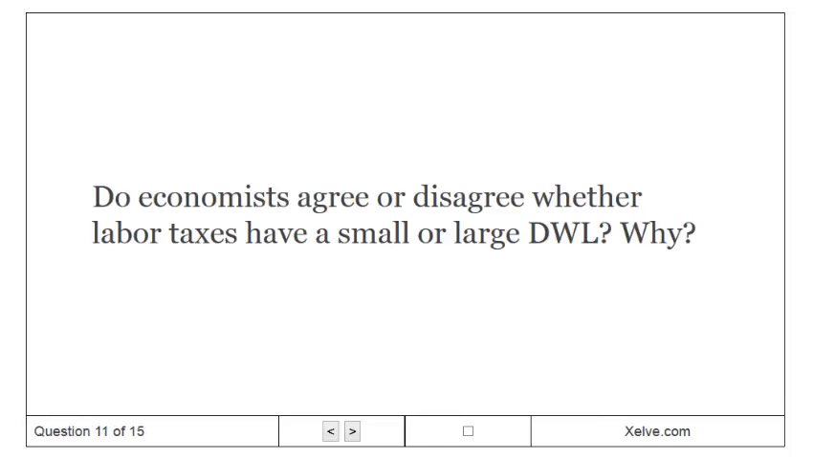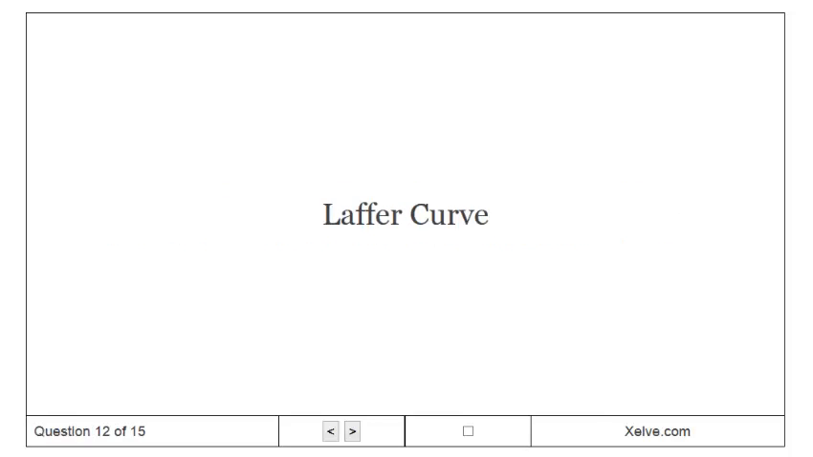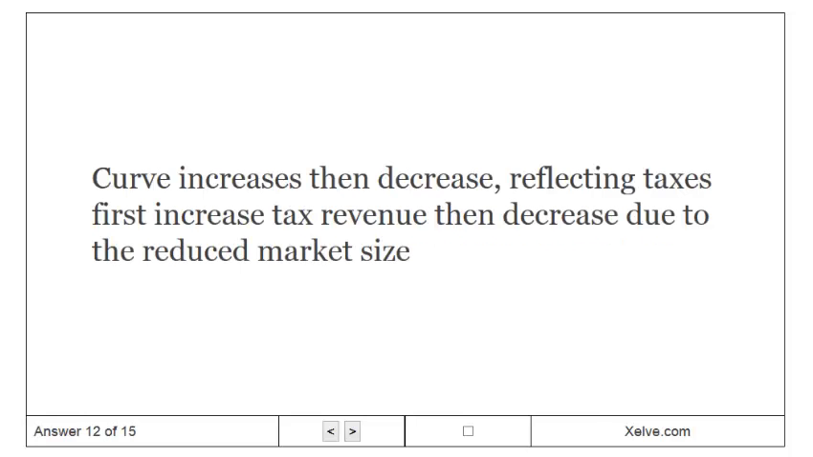Do economists agree or disagree on whether labor taxes have a small or large DWL? Why? Disagree, because they disagree on whether the labor market is elastic or inelastic. Laffer curve: the curve increases then decreases, reflecting taxes. First taxes increase tax revenue, then revenue decreases due to the reduced market size.